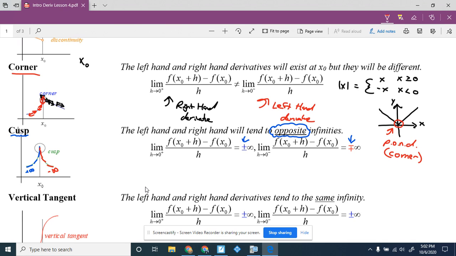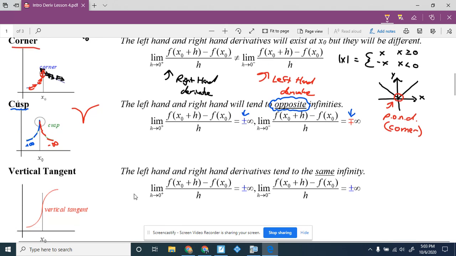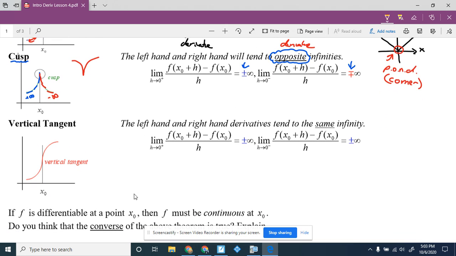we have a cusp there, right? Now, if we wanted to draw the picture where it was not plus to minus, but minus to plus, that would look something like that, right? Where these are all negative, these are all positive. So there you have a cusp. And then the one that I kind of just screwed up two seconds ago, which is, all right, what if they approach the same infinity? So what if you look at that right-hand and that left-hand derivative, and now they're matching infinities, right? Turns out you get what we call a vertical tangent.